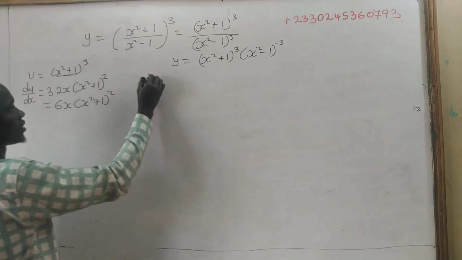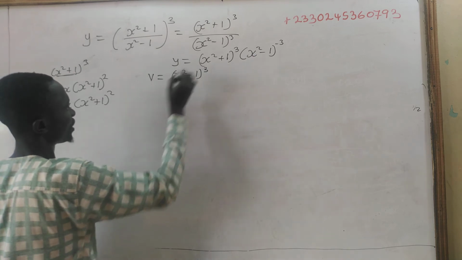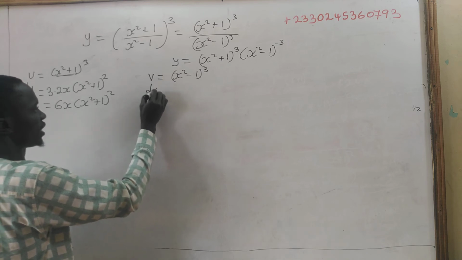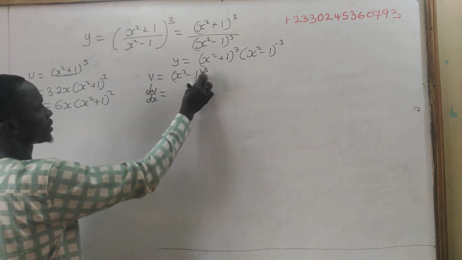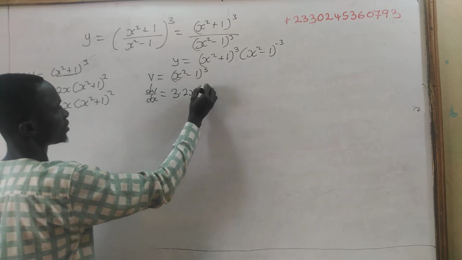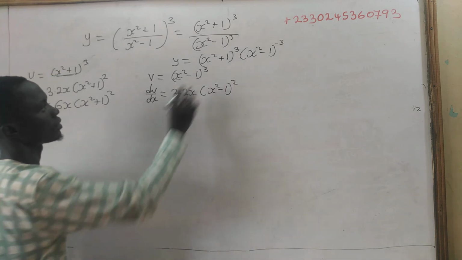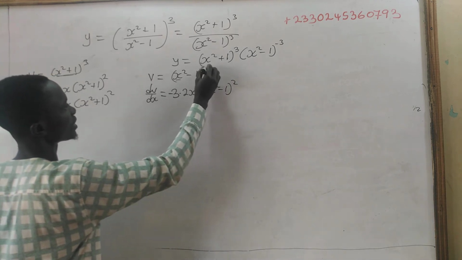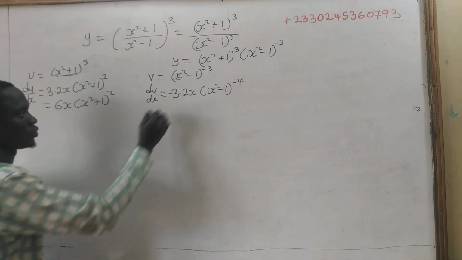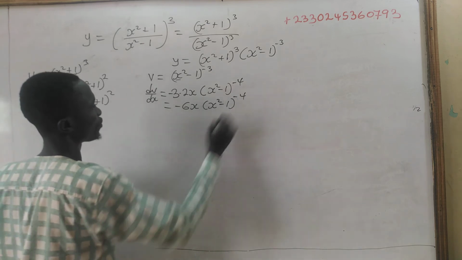Now we take v to be equal to x squared minus 1 to the power negative 3. And what will we get? The derivative of v with respect to x will be 3 will come here. If we differentiate this, we get 2x times the original one, x squared minus 1. Then, sorry, this will be negative, because this is negative 3. So this will give us negative 4. So this will give us negative 6x, x squared minus 1 to the power minus 4.